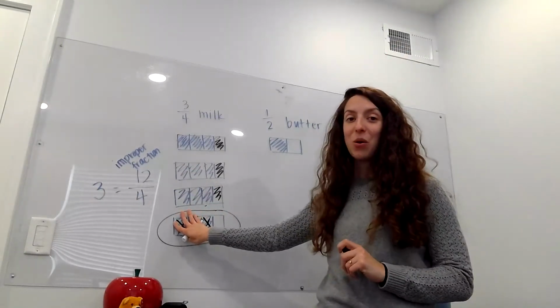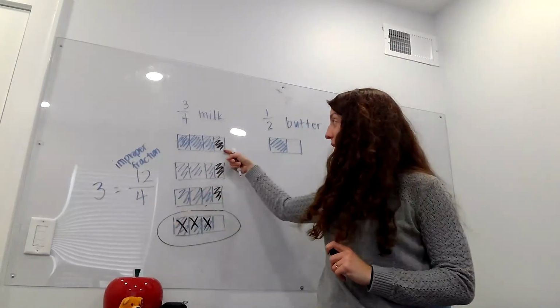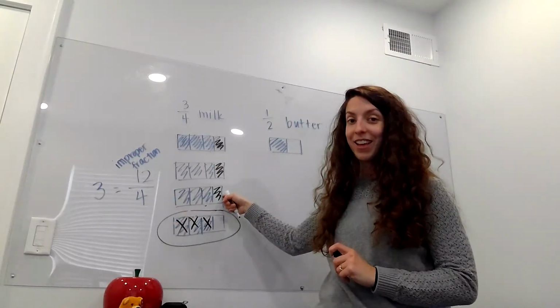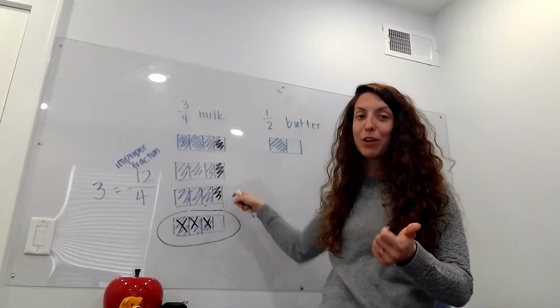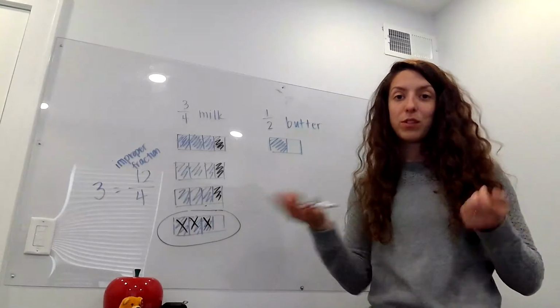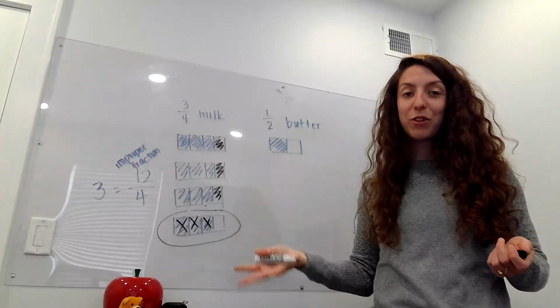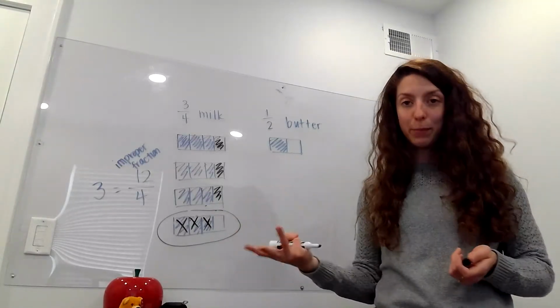How many filled in wholes do I have? 1, 2, 3. This is 4/4, so it's 1 whole. 4/4, 1 whole, 4/4, 1 whole. So instead of having 3/4 4 times, I have 3 whole cups.